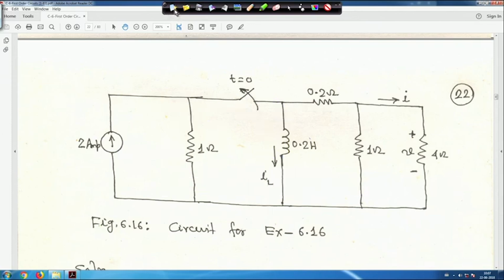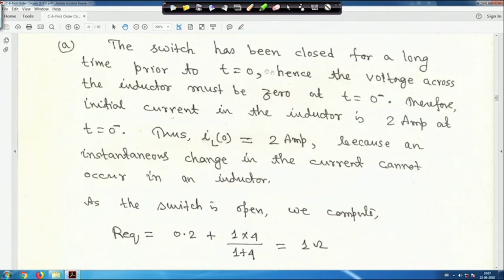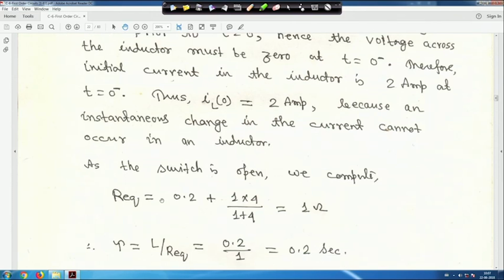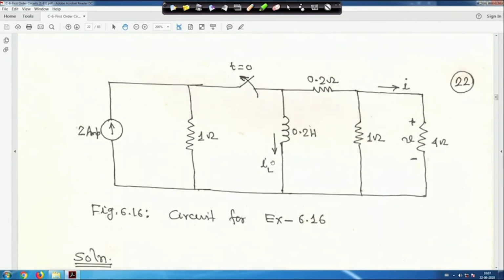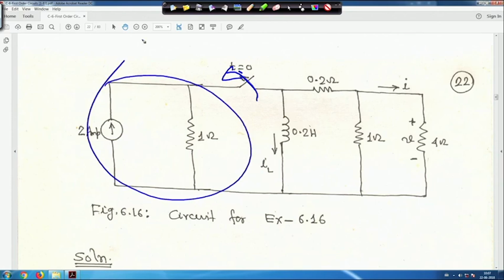Now, something is written for you, read it, same meaning. Because an instantaneous change in the current cannot occur in an inductor. Now, as the switch is open, we compute Req. When this switch is open, this is gone, it is not there in the circuit, but we know the initial current through the inductor IL(0) is equal to 2 ampere.